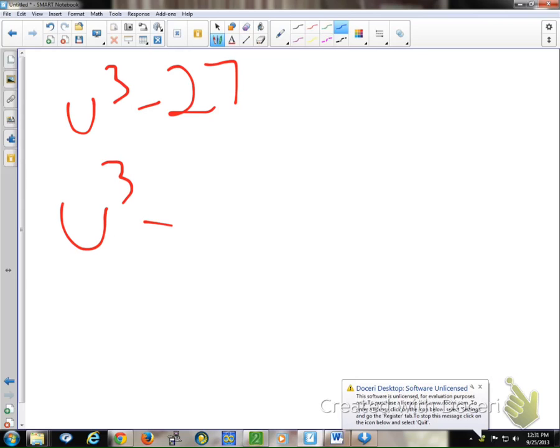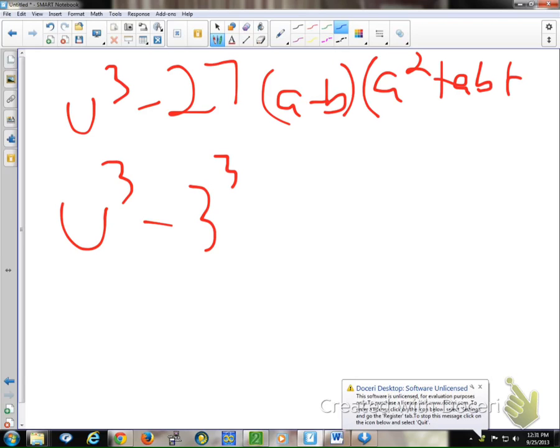Again, 27 to the 1/3 will tell. Now, is this the sum or difference of 2 cubes? Difference. Do you have these formulas now? What's the difference of 2 cubes formula? A minus B, put parentheses, and put parentheses again, A squared plus AB plus B squared. Very good. So what's our A? U. And what's our B? 3. Also very good.